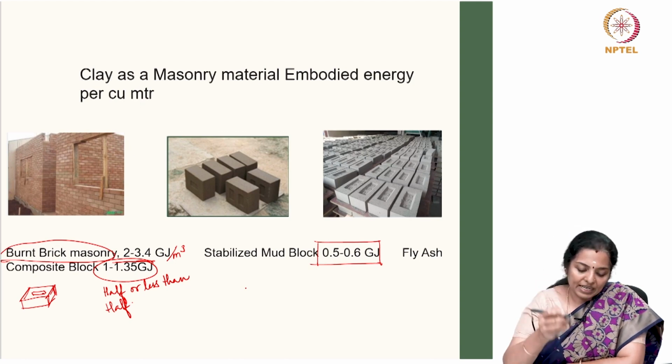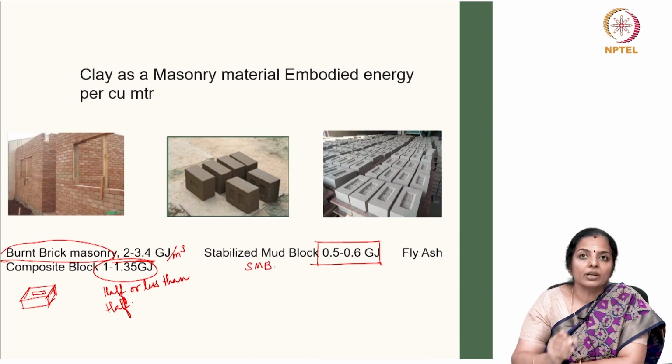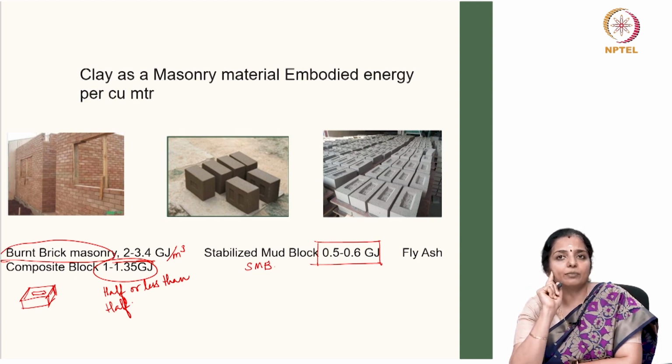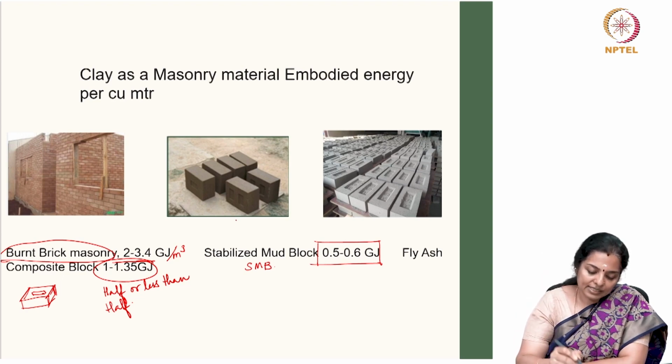But SMB, stabilized mud block, they are energy efficient, eco-friendly alternatives to burnt clay bricks. These are solid blocks which are manufactured by compacting a mixture of soil, sand and some stabilizer. Normally that stabilizer is cement or lime. If it is lime, it becomes even more environmental friendly, with of course a mixture of water. After 28 days curing, these blocks are used for wall construction. So, this becomes a combination of mud plus stabilizers, which are mostly cement and lime.